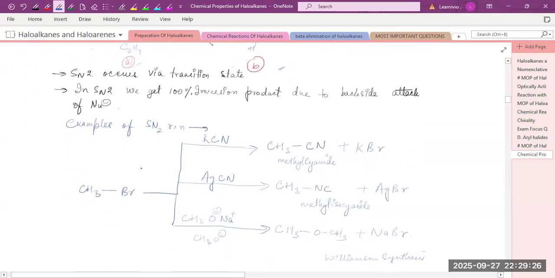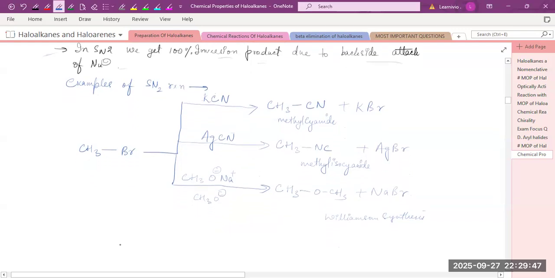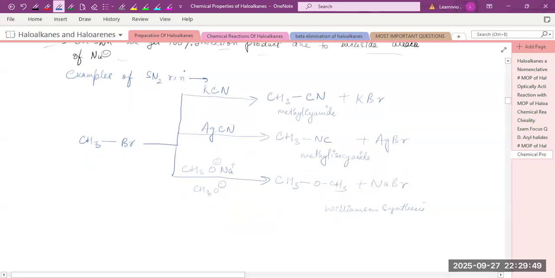Okay. So SN2 occurs via a transition state. SN1, what was it? SN1 occurs via intermediate carbocation formation. But SN2 mechanism occurs via a transition state. So in SN2, we get 100% inversion product due to backside attack of the nucleophile. Now there are some examples of SN2 reaction you can write. So this is CH3Br, your alkyl bromide, methyl bromide.